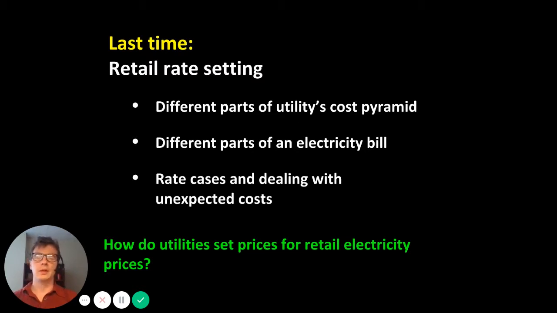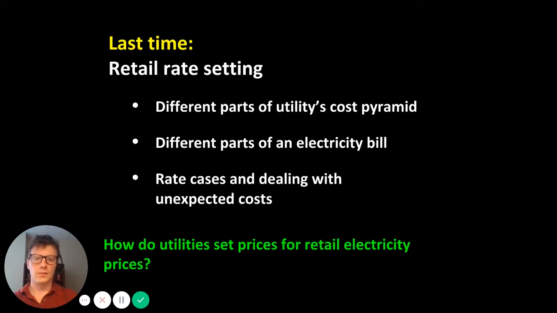So last time we talked about retail rate setting, the different parts of the utility's cost pyramid and different parts of an electricity bill. Then we talked about rate cases and how utilities work alongside utility commissions to determine the fair price of electricity for retail consumers. We also discussed how utilities and commissions deal with unexpected cost increases, both conventional ones like unexpectedly high demand or high fuel prices, as well as accidents, for example forest fires or coal ash spills, and some of the philosophy behind whether utilities should be allowed to include those costs in retail prices.